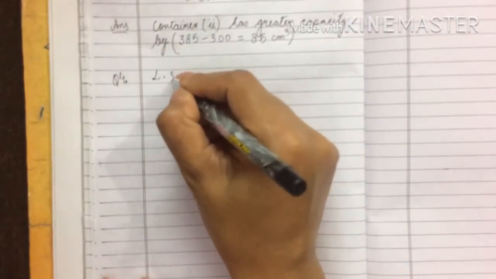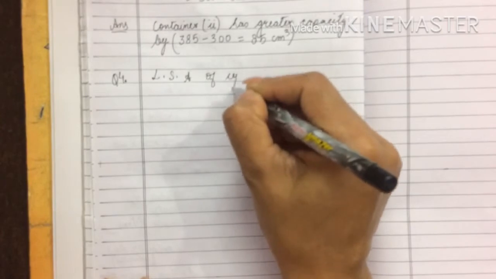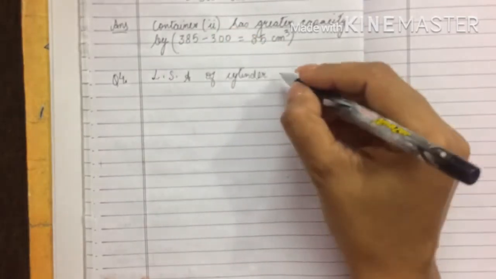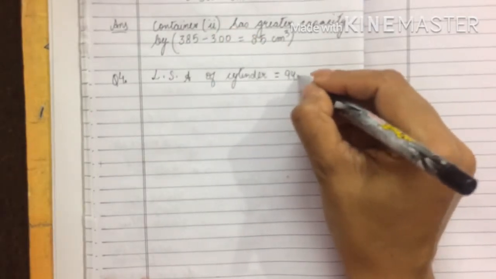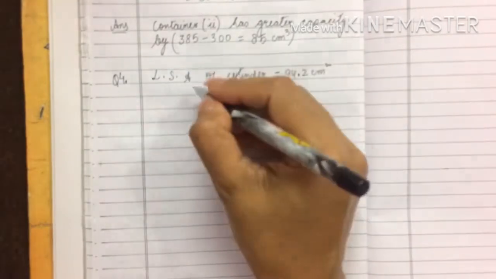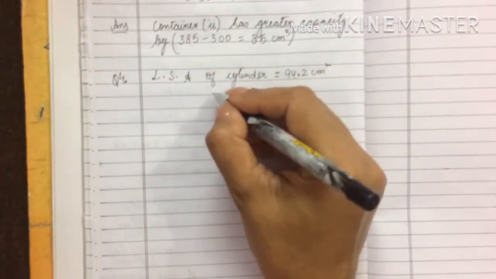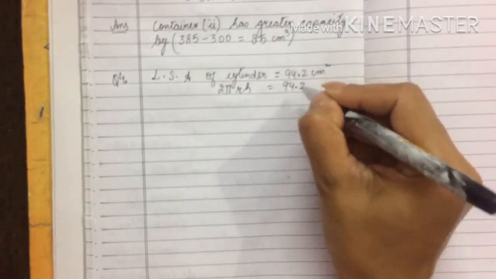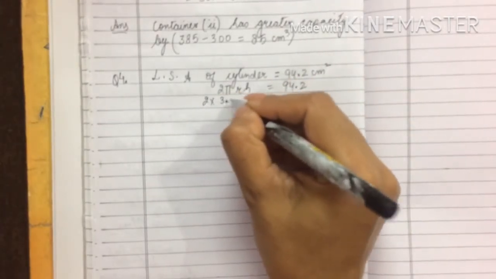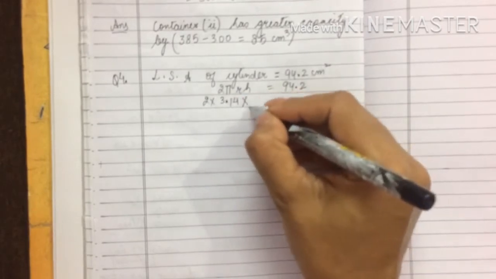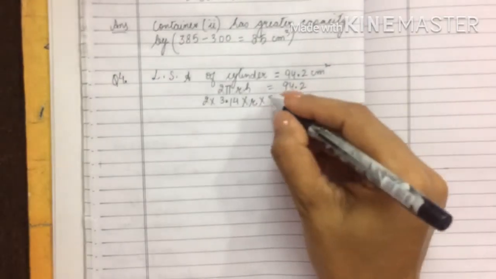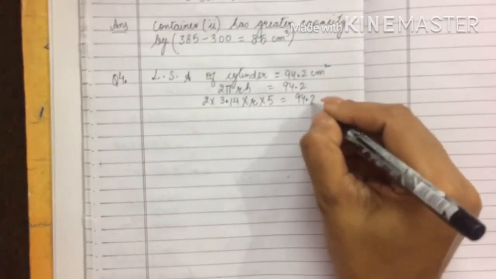So we've been given the lateral surface area of the cylinder, and usually for a cylinder, because the surface is curved, we call it the curved surface area. This is given as 94.2 centimeters square. So the curved surface area of a cylinder is given by 2 pi r h. The value is 94.2. Using the values given, pi is 3.14, the radius is missing, height is given as 5 centimeters. The units are all same, so we need not worry.